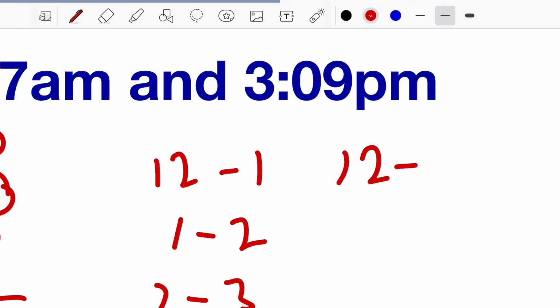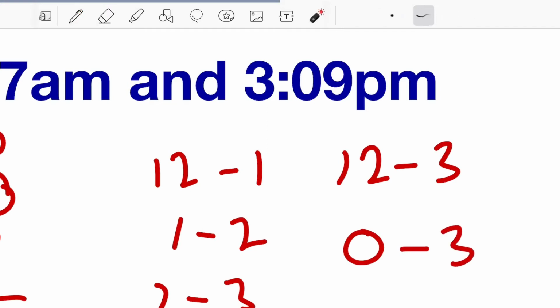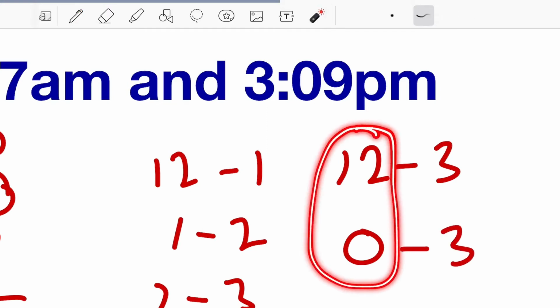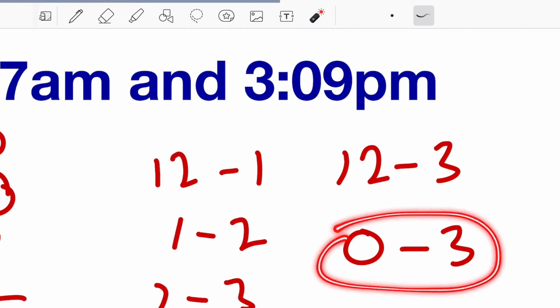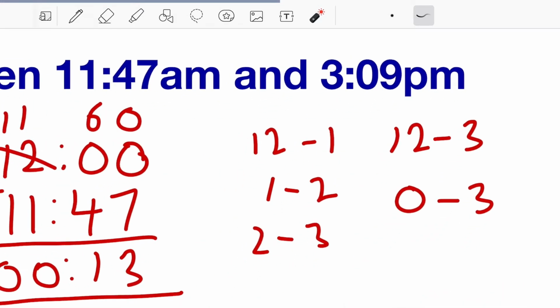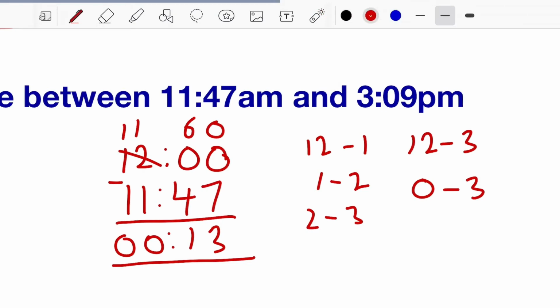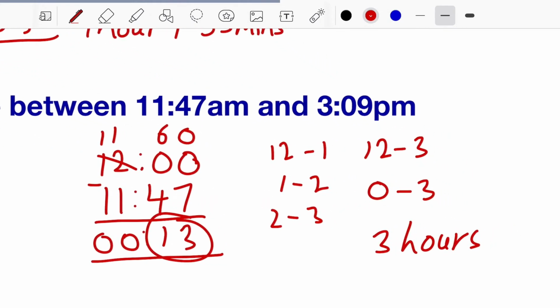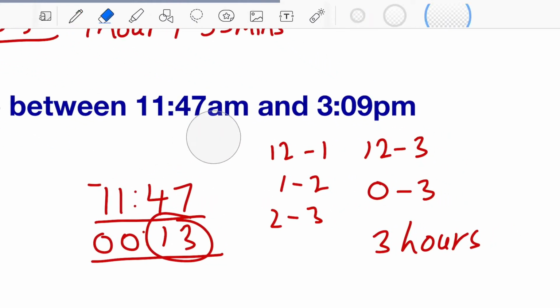So 12 to 3, we can think about 12 as starting from 0. So 0 to 3. When it comes to PM, the 12 is like starting from 0. So 0 to 3, or 3 minus 0 is equal to 3 hours. So here we have 13 minutes, and then here we have 3 hours. So that's 3 hours and 13 minutes. So that's one way. I will now show you another way we can work it out.